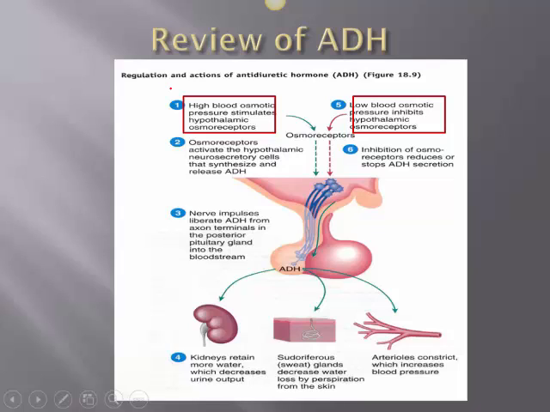So let's review this. You'll have a lot of these review slides, and take a look at them. They're really explanatory. If there is high blood osmotic pressure, for example, as I said, you have diarrhea, vomiting, all of that, it stimulates those osmoreceptors in the hypothalamus. They synthesize ADH, they pass it to the posterior pituitary gland, the posterior pituitary releases it, and ADH acts on the kidneys, and it causes the kidneys to retain water, so your urine output is decreased.